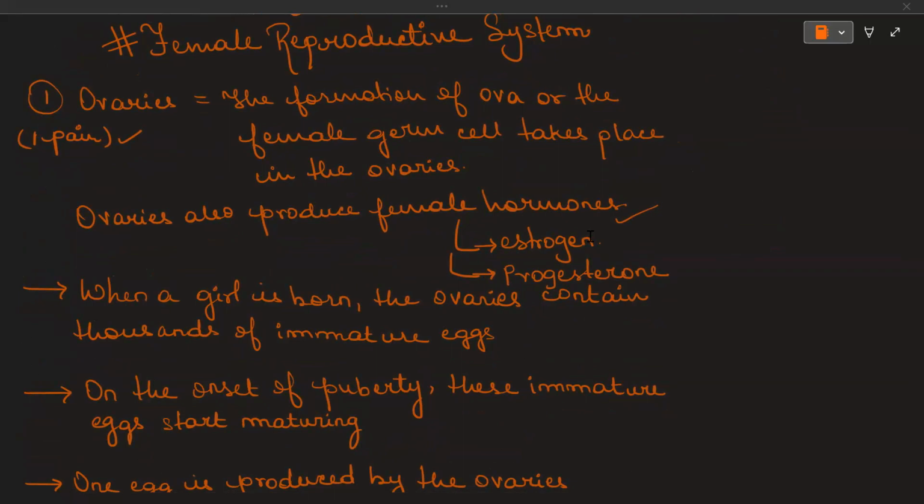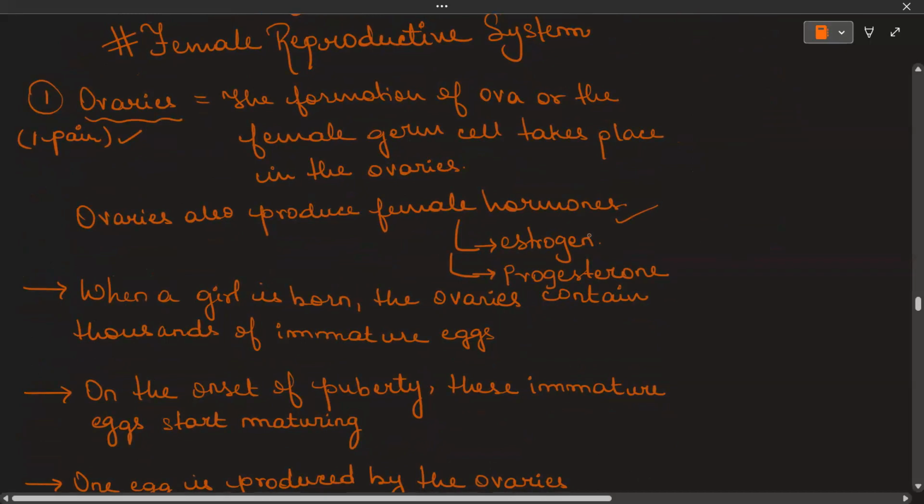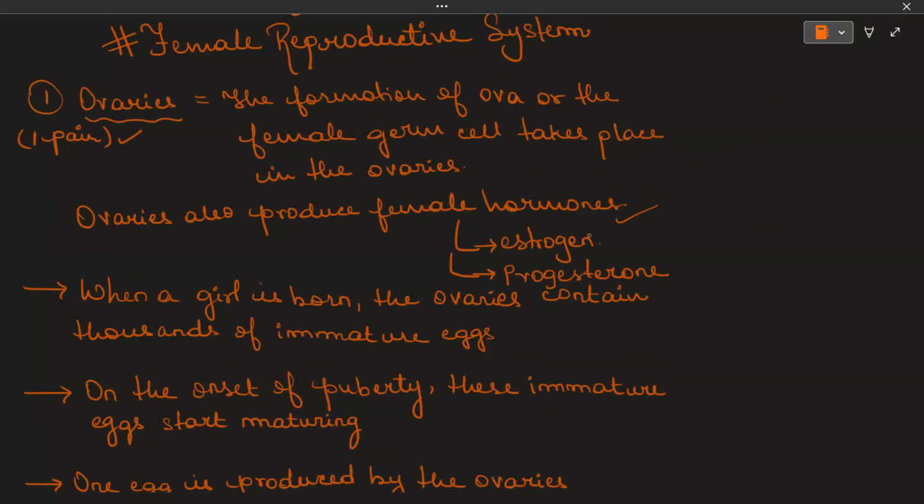So talking about the female reproductive system. Let's talk about the first part. Like there were the testes in the case of males, in the same way the females have the ovaries. Ovaries are one pair, meaning two ovaries are there. The formation of the ova, the female gamete or the female germ cell, takes place in the ovaries only. Apart from that, the ovaries also produce female hormones such as estrogen and progesterone. These are the two female hormones that are secreted by the ovaries.